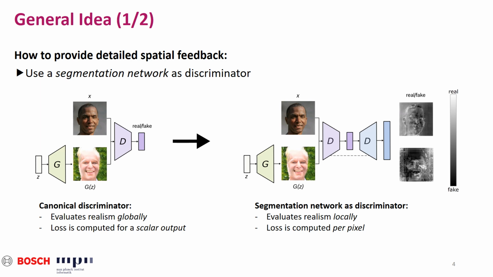Therefore, we propose to let the discriminator take the structure of a typical semantic segmentation network. In particular, the discriminator should have an encoder-decoder structure. This means the GAN loss is now calculated per pixel on the decoder output. An example of the decoder output is shown on the right. The dark areas are classified as fake by the discriminator, and bright areas are classified as real.